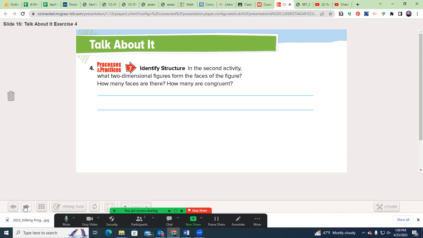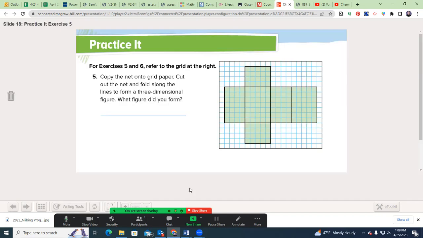And then looking at this from the second activity, what two-dimensional figure? Those are rectangles and squares. 4 congruent rectangles, 2 congruent squares. All right, let's now flip over to practice. With each of these, you're going to do it while the video is paused, and then come back when you're ready.